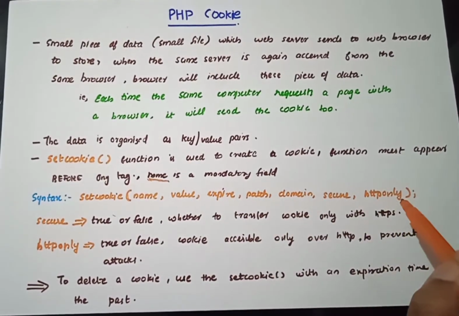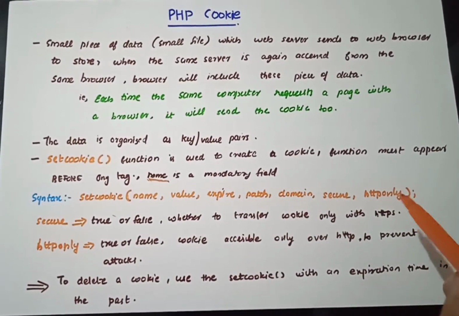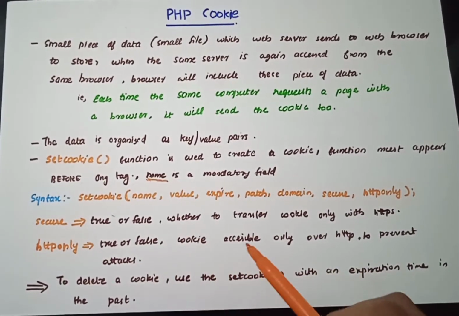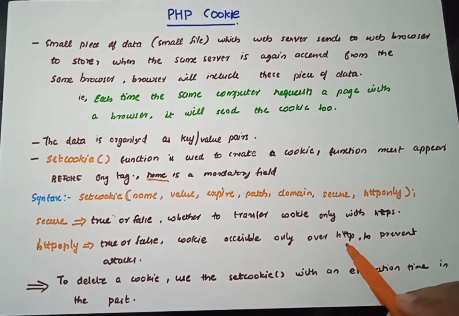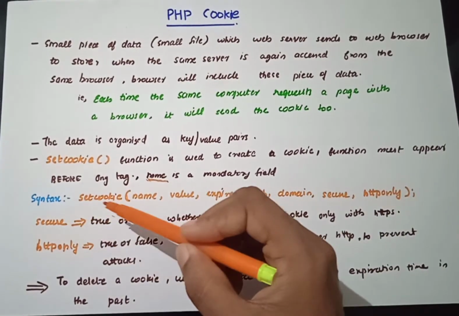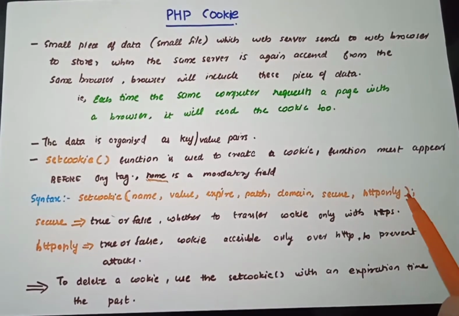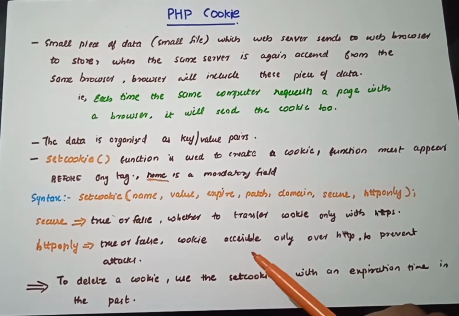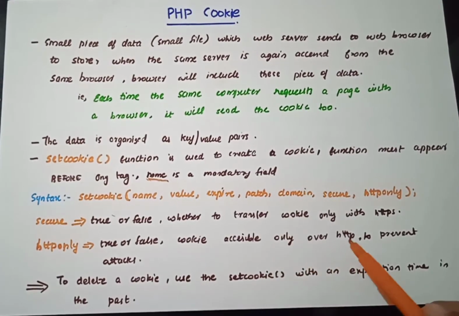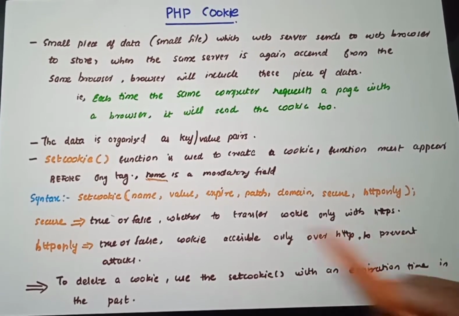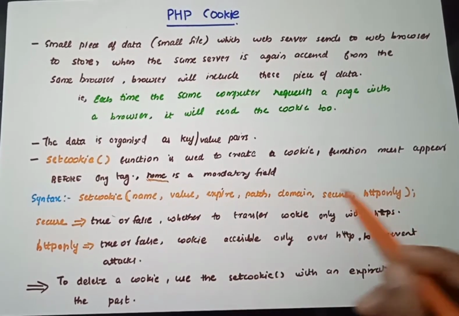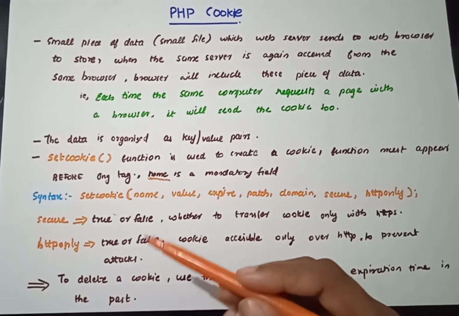And HTTP only is another attribute that says true or false, and it means the cookie is accessible only over HTTP. If you set HTTP only in your setcookie function, that means your cookie can only be accessed over HTTP, to prevent attacks. Okay, so these are some of the main attributes, their functions and their concepts.